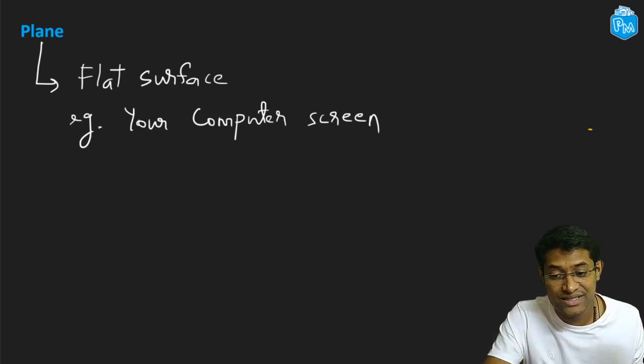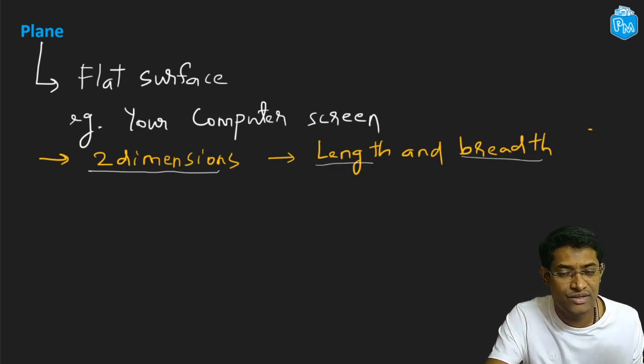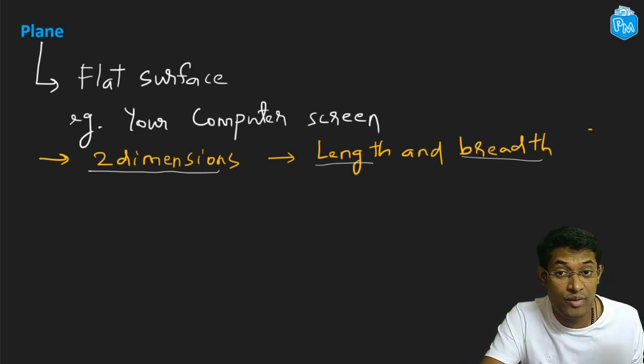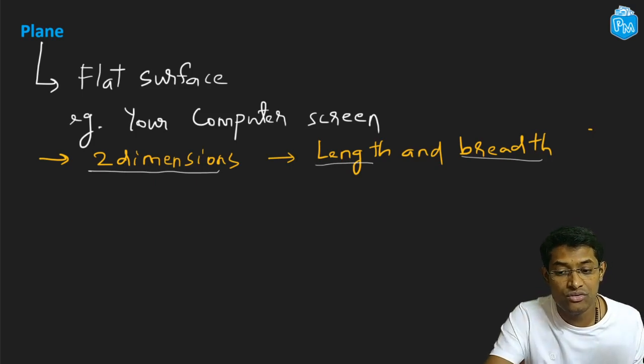All right, you can see that planes are two-dimensional in nature. A plane has two dimensions. Say your computer screen, it has a length and a breadth, right? You can see that it has a length and it has a breadth. Similarly, your mobile screen also has a length and it has a breadth, right? So you can see that planes are two-dimensional, or they have two dimensions.